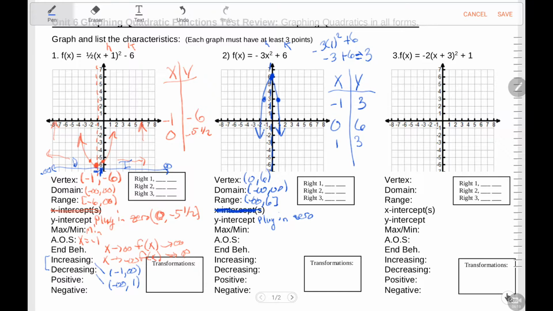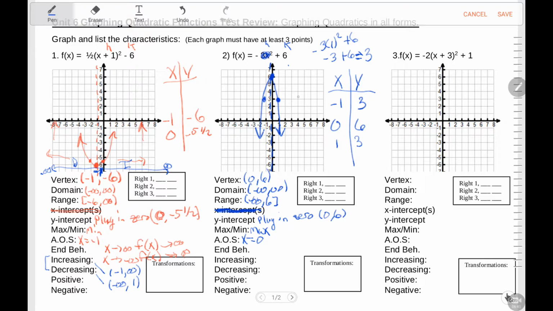Sub it in. Okay. So if I put 0 in for x, I'd get 0 squared is 0 times 0, that would go away. I'd be left with 6. 0, 6 is what we would get. So that's your y-intercept. This has a maximum because the top's out. Its axis of symmetry is x equals 0.